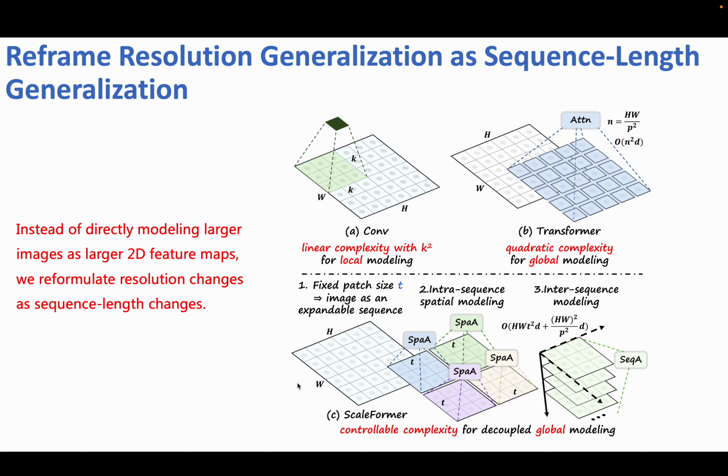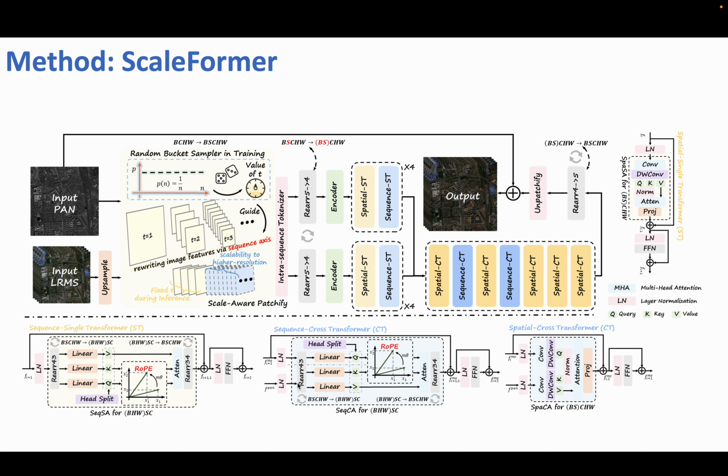Third, the cross-transformer modules perform PAN-MS interaction in both spatial and sequence dimensions, enabling effective fusion of spatial details and spectral information. Finally, we use rotary positional embedding in the sequence dimension to improve extrapolation to longer sequences at higher resolutions.